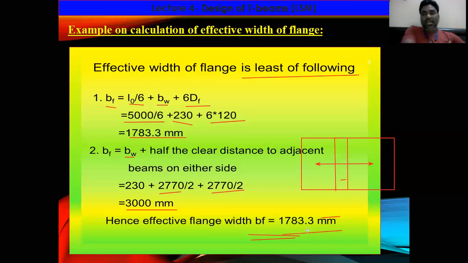This is the effective width of the flange of a given section, right? So like this, you have to determine the effective width of the flange based upon the given data.